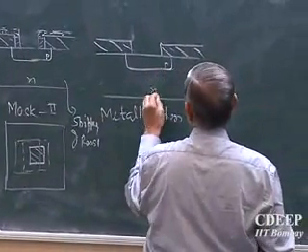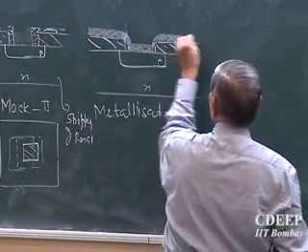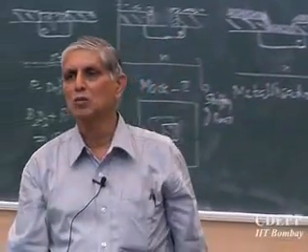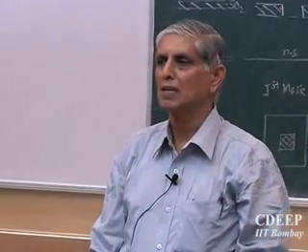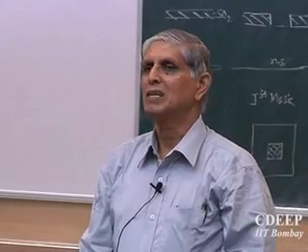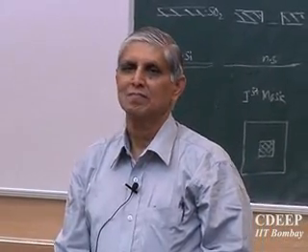This is P, this is N. So I actually evaporate metal on this side. This is called metallization. Normally aluminium, which is one of the better conductors. Which is the best conductor? Best electrical conductor? Copper.